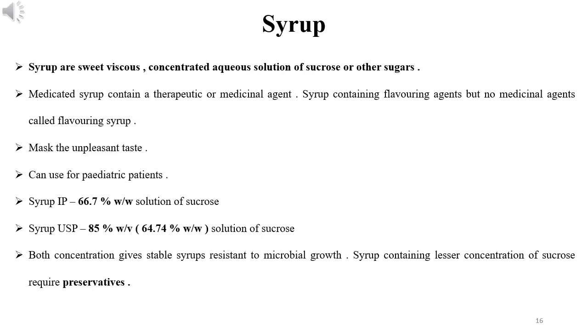If syrup contains less sugar, like less than 66.7%, it will require a preservative in the formulation for prevention of microbial growth. But if we have 66.7% or more concentration of sugar, here sugar acts as a self preservative, so we don't require a preservative.